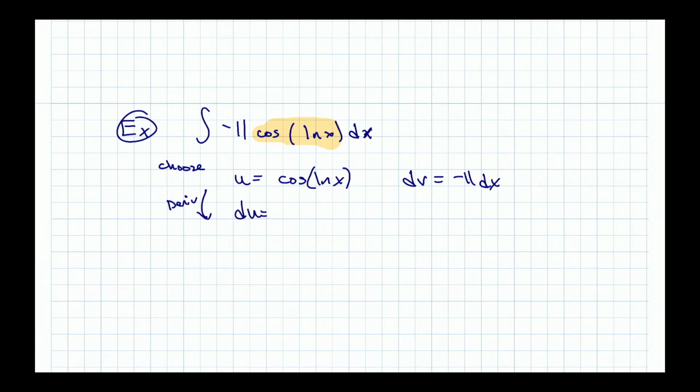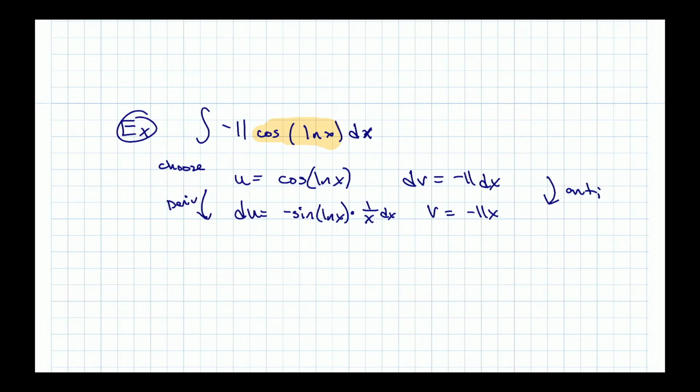Now this is a more complicated derivative than we normally have, but it is what we have. So you take the derivative, and the derivative of cosine is negative sine. So you get negative sine ln x times the derivative of ln x, which is 1 over x. Then here, remember, you do an antiderivative. So the antiderivative of 11 dx is 11x. So this is what you get.